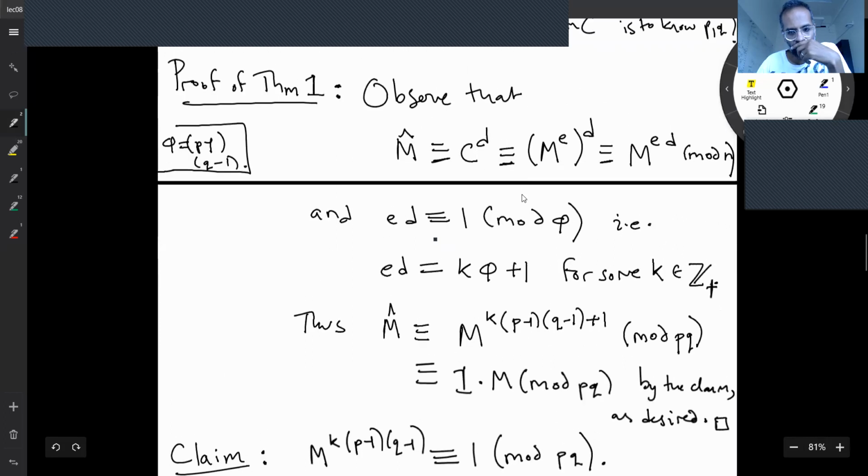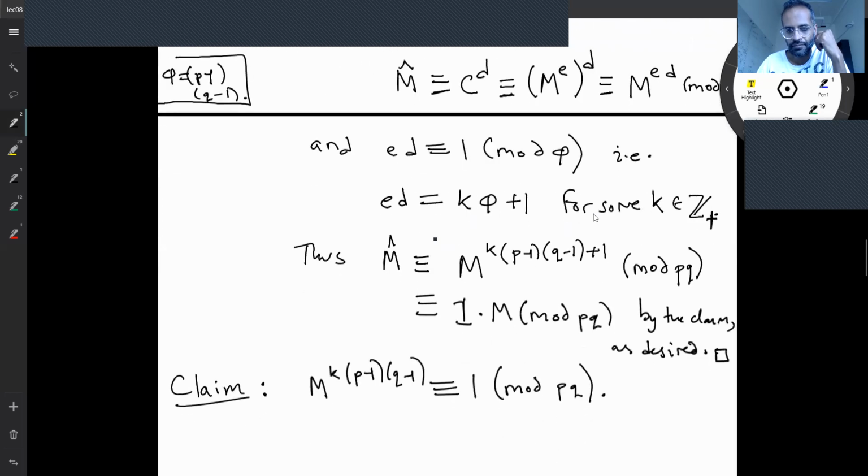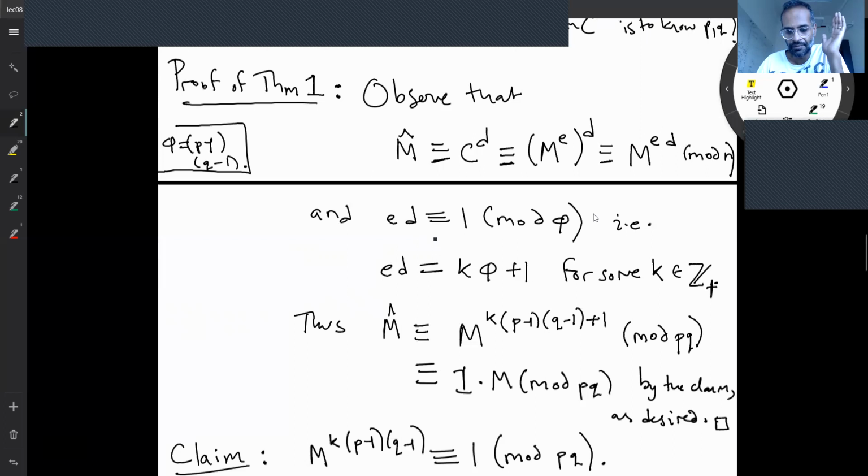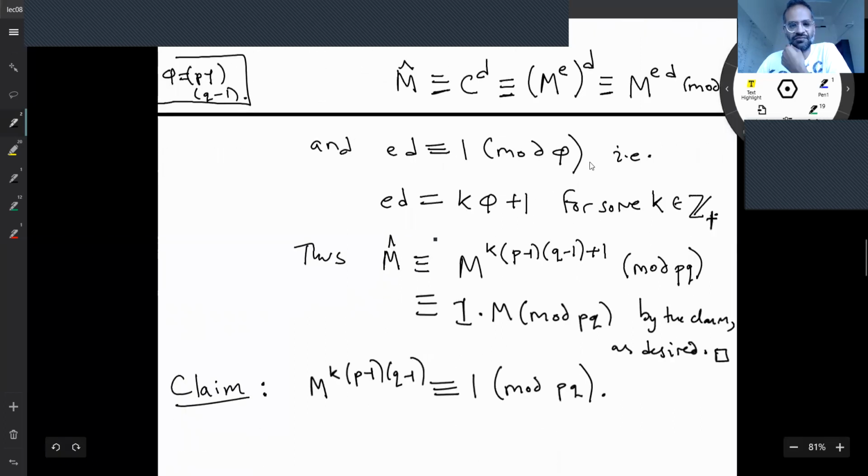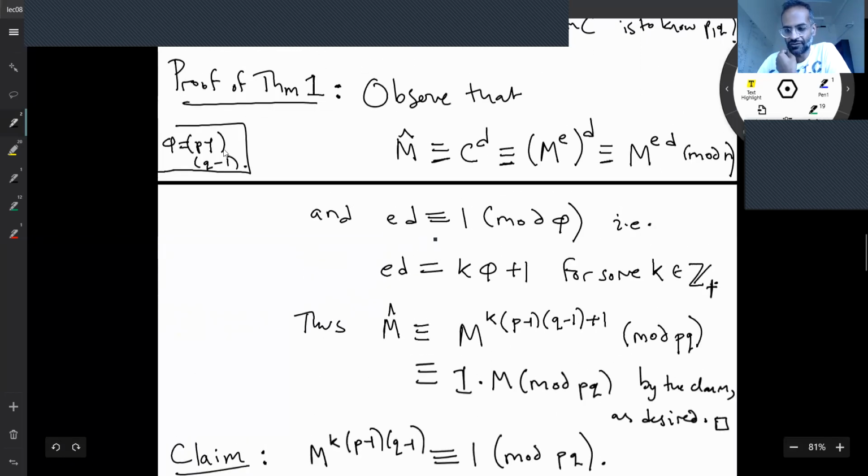So ed is congruent to 1 modulo phi. Phi divides ed minus 1. Because p is prime. Excuse me? p is prime, right? p is prime, yeah, and you can't have a negative prime. We haven't defined negative primes. No, phi is not prime. Oh, phi, sorry. Yeah, remember, phi is p minus 1 times q minus 1. Phi is definitely composite.